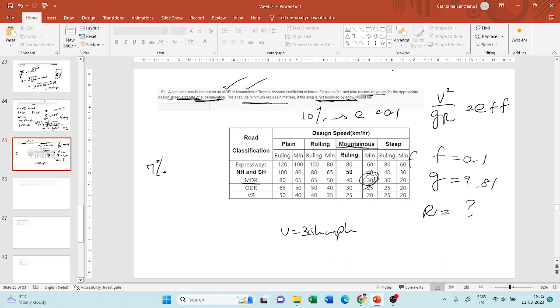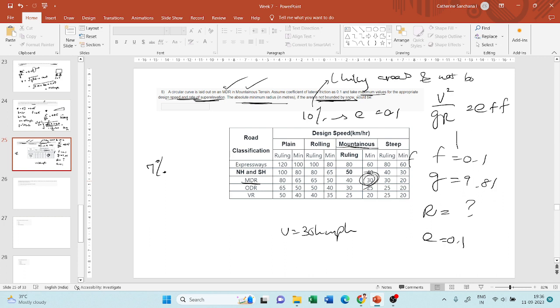Okay, this is specifically for hilly areas. This 10% is for hilly areas and not bounded by snow. If it is bounded by snow, you have to take 7% only, and if it is a plain or rolling terrain, still you have to take 7% only. Since it is a hilly area and it is mentioned that it is not bounded by snow, then you have to take 10%. Okay, so E is equal to 0.1.